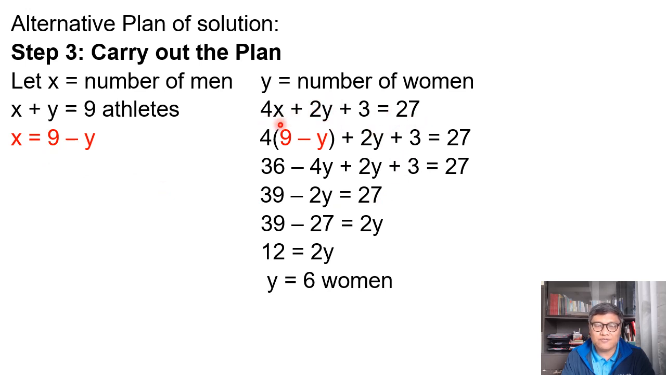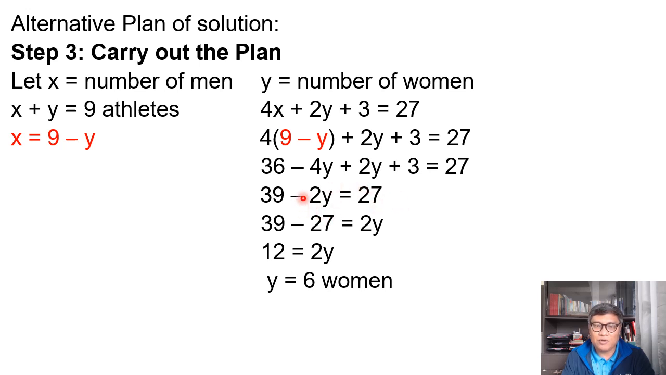So instead of putting the x here, we need to use 9 minus y so that we are solving for the variable y. So 4 times the quantity 9 minus y plus 2y plus 3 equals 27. Then 4 times 9 is 36. 4 times negative y is negative 4y, plus 2y plus 3 equals 27. Combine similar terms. Negative 4y plus 2y is negative 2y. 36 plus 3 is 39. Okay, so still equals 27.